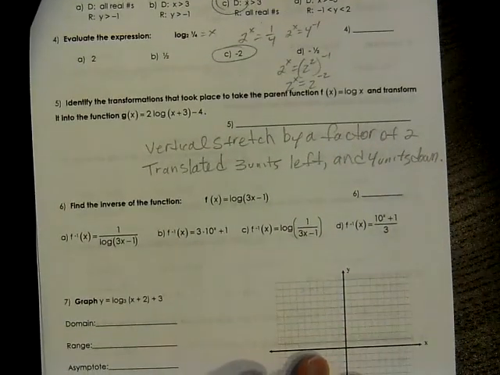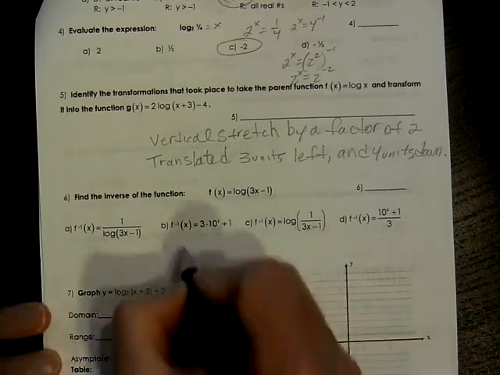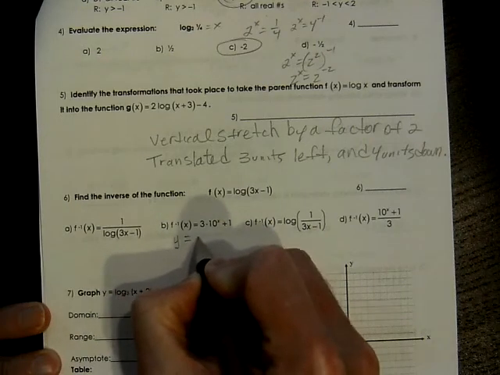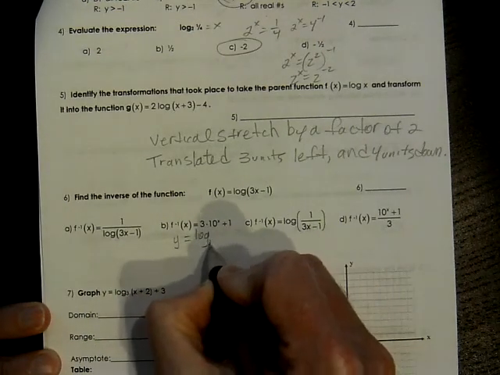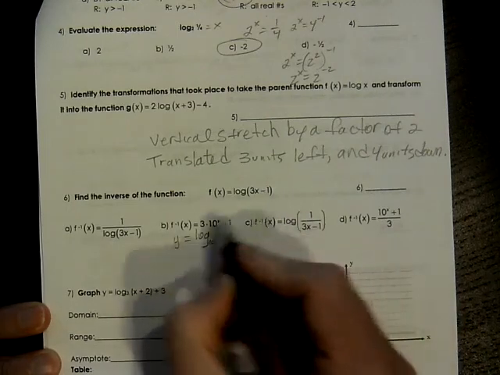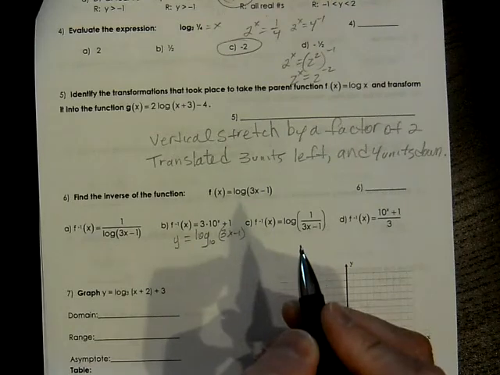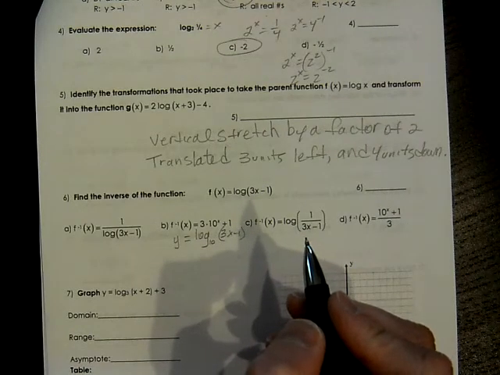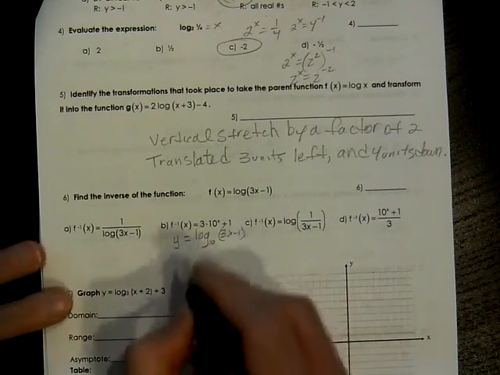We're going to find the inverse. Well, first we think about this as y equals log, this is base 10 because there's no base that's written, 3x minus 1. We're going to do the inverse. We're going to switch our x and the y.